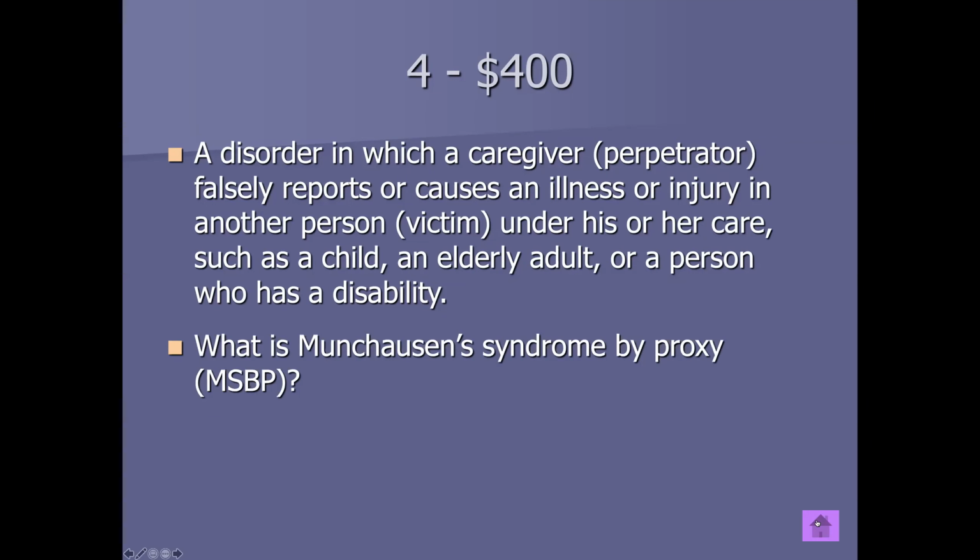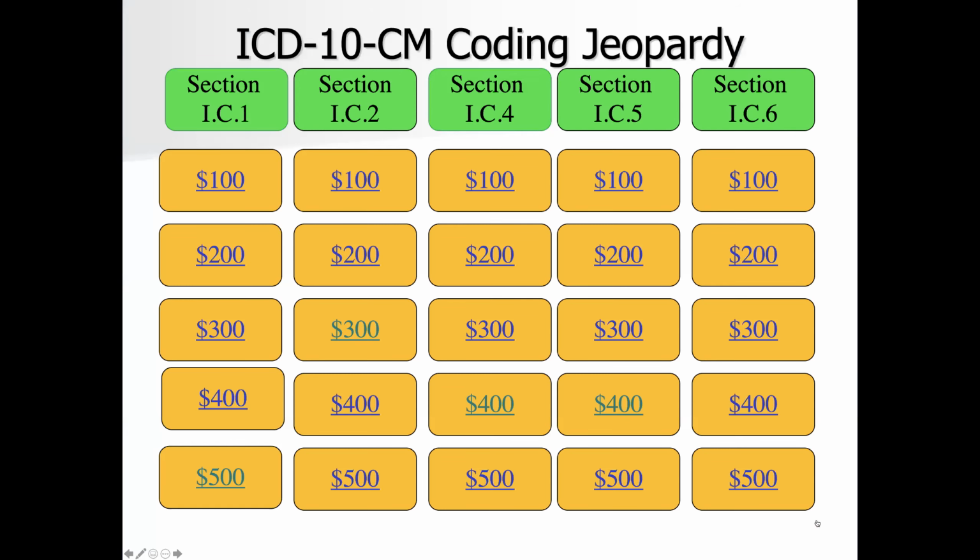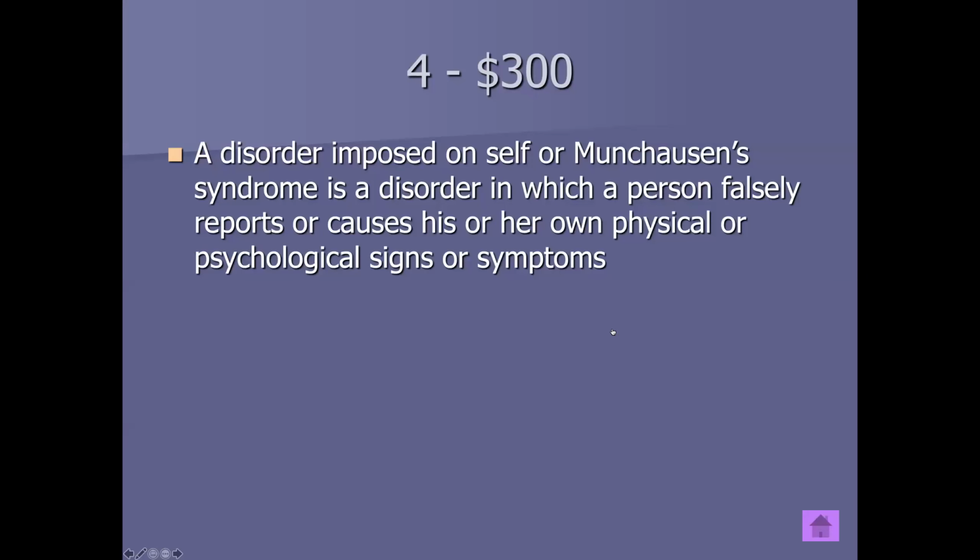Lisa, it is back to you. I'll do 5 for 300. A disorder imposed on self, or Munchausen's syndrome, is a disorder in which a person falsely reports or causes his or her own physical or physiological signs or symptoms. What is factitious disorder imposed on another? That is correct for Lisa.